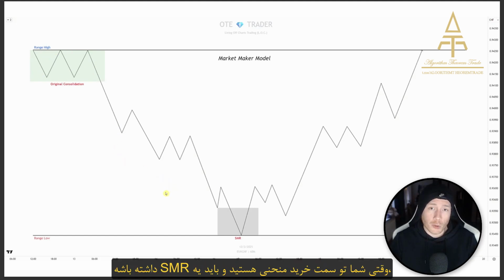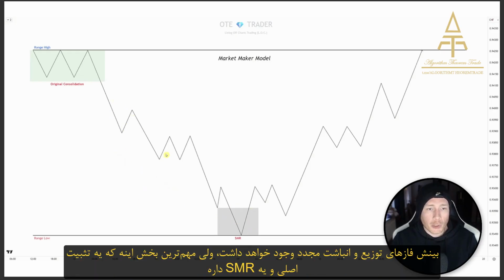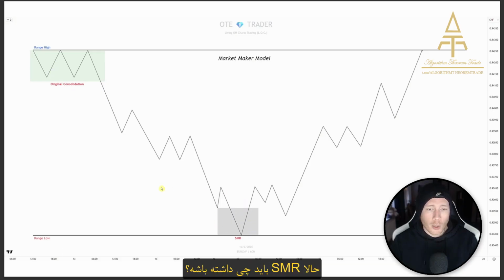When you are on the buy side of the curve, it has to have a smart money reversal. In between, there will be distribution and reaccumulation phases, but the most important part is that it has an original consolidation and a smart money reversal. Now, what does a smart money reversal need to have?